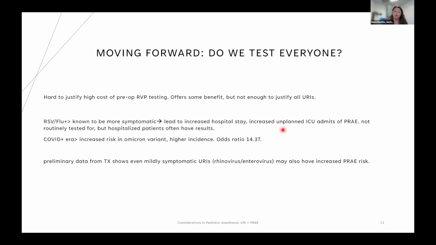The other interesting note is that there's a little bit of preliminary data from Texas that's showing how mild symptomatic upper respiratory infections, notably rhinovirus and enterovirus, may also have an increased risk of PRAE, which is interesting because in the past, we've always assumed that it was these big bad bugs, RSV, COVID, and flu, that were really the heavy hitters for creating these incidences. And the data might suggest otherwise, which is, I think, a new interesting development.